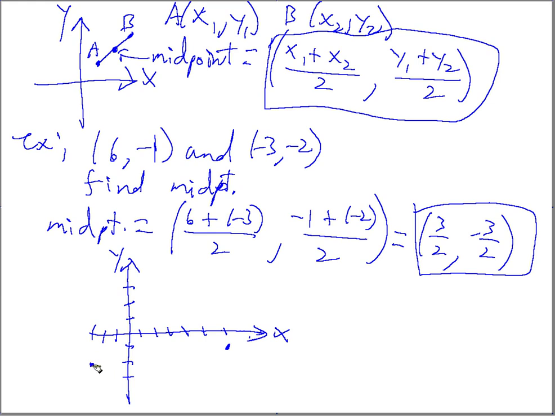If I were to connect them, or actually, let me not connect them yet. Let me plot the 3/2 and negative 3/2. That's 1.5, -1.5. So here's +1.5, here's -1.5. I didn't do it real cleanly, but hopefully you can see that this is between the 2 points. I didn't scale it real well, so I apologize for that. So again, 6 plus -3 over 2 is +3/2, and -1 plus -2 is -3 over 2. Just average the x and y coordinates.